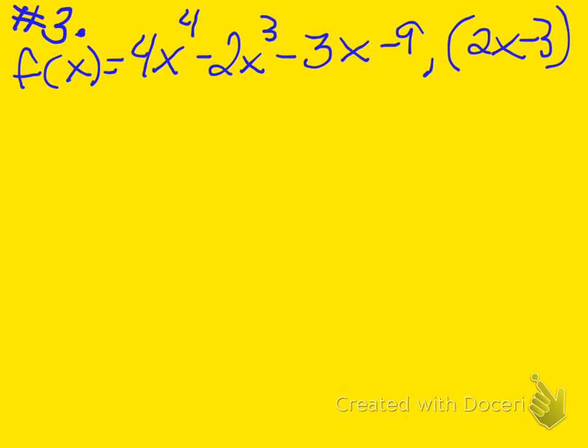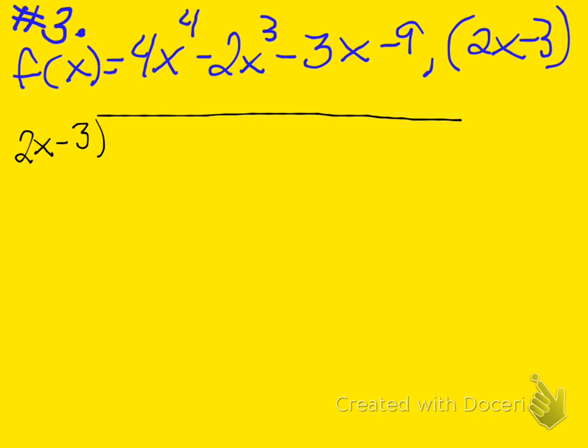So the third problem that I wanted to show you is f of x equals 4x to the fourth power minus 2x cubed minus 3x minus 9. We're going to try to divide it by 2x minus 3. First thing first, go ahead and set up your division. I'm going to put 2x minus 3 as my divisor, and I'm going to put the polynomial that I'm trying to divide underneath my division sign.